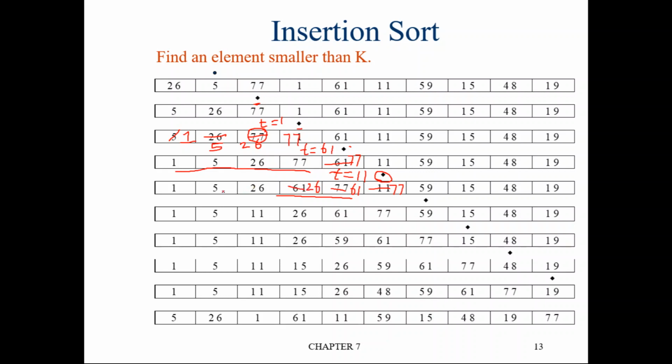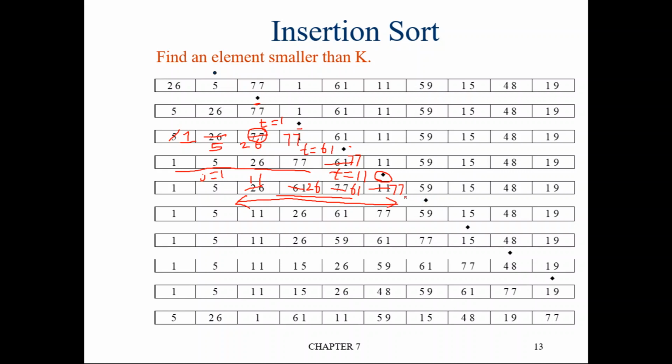Again when you compare 5 with 11, 5 is less than. So it will break the loop, and the current location is 5, that is j is equal to 1. So a of j plus 1, that is the second location, this 11 will be copied. So 11 will come here. So that is what you got here: 11, 26, 61, 77.